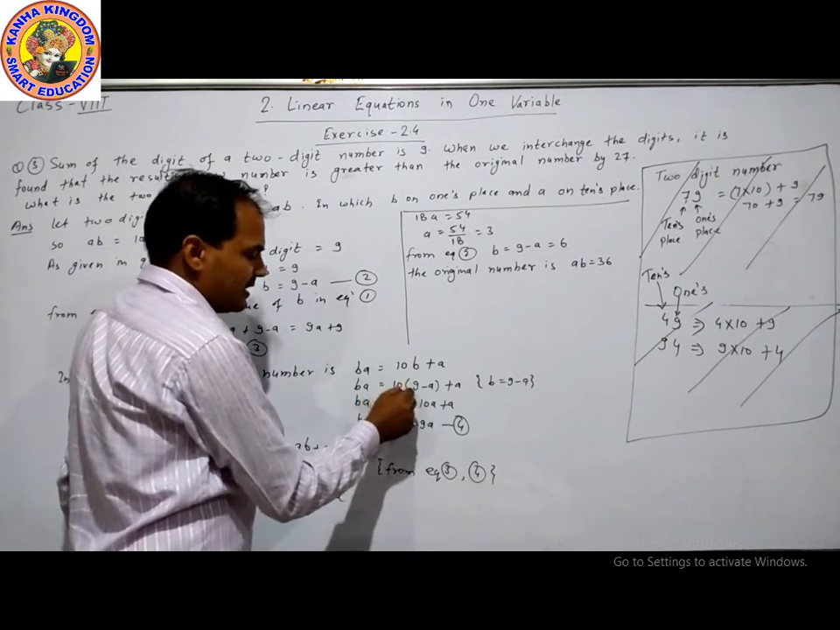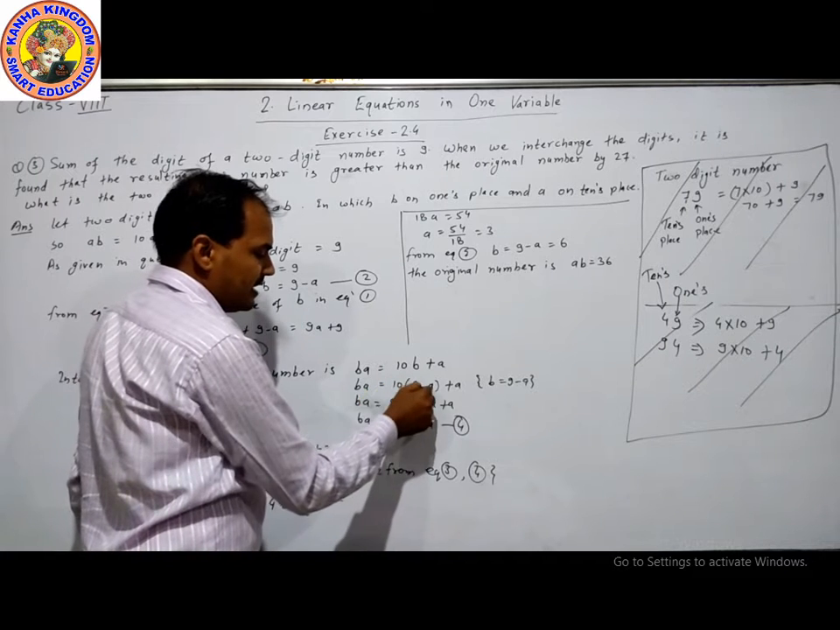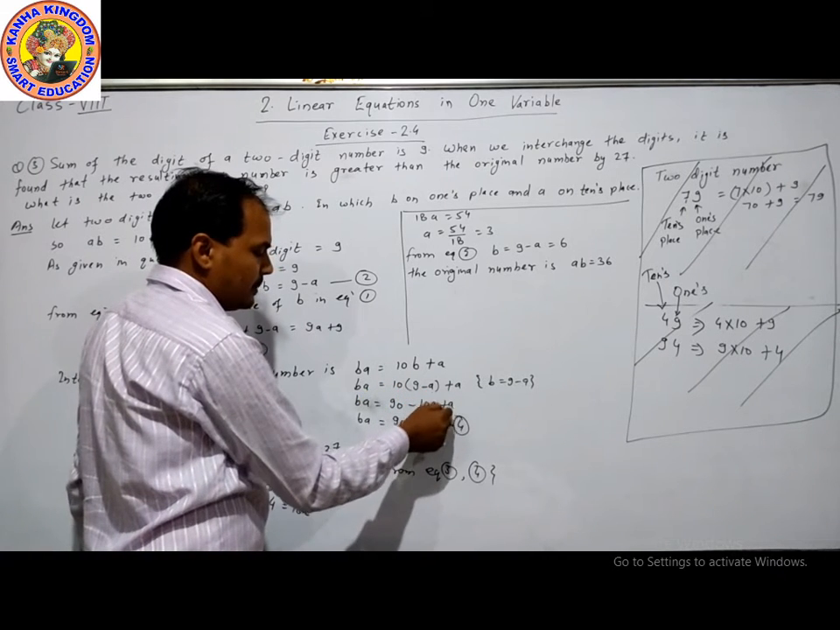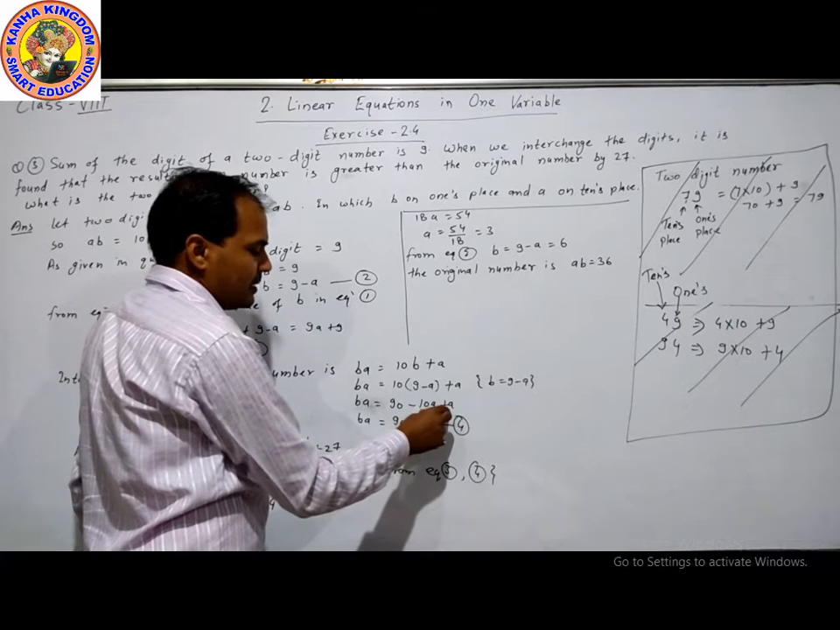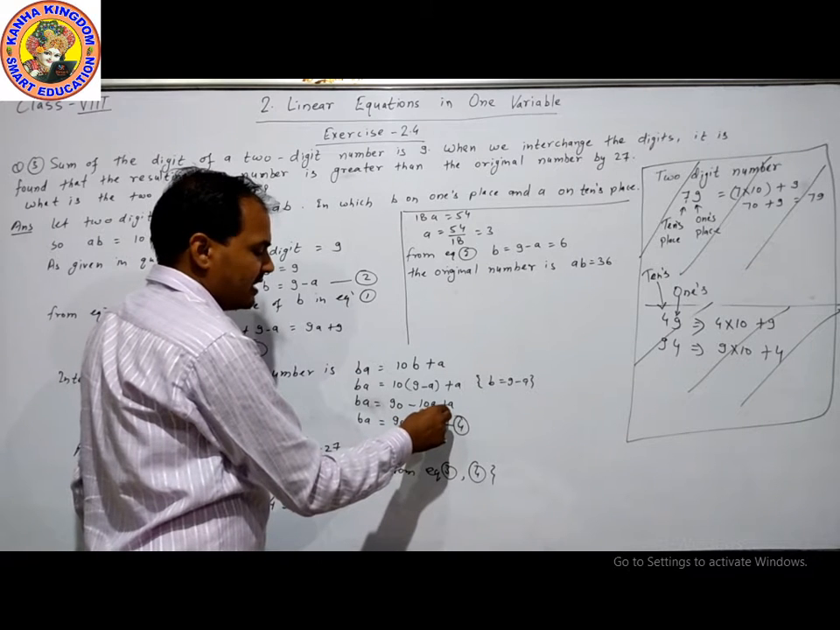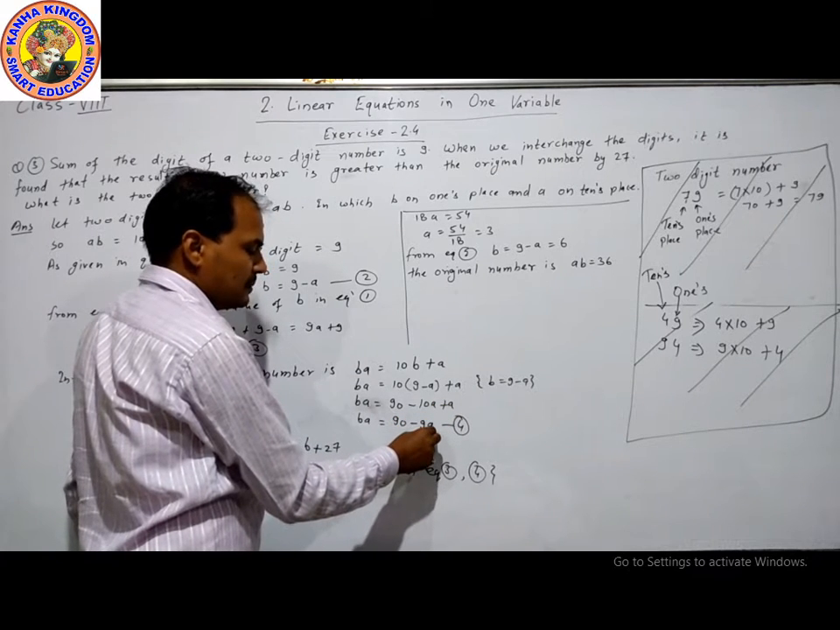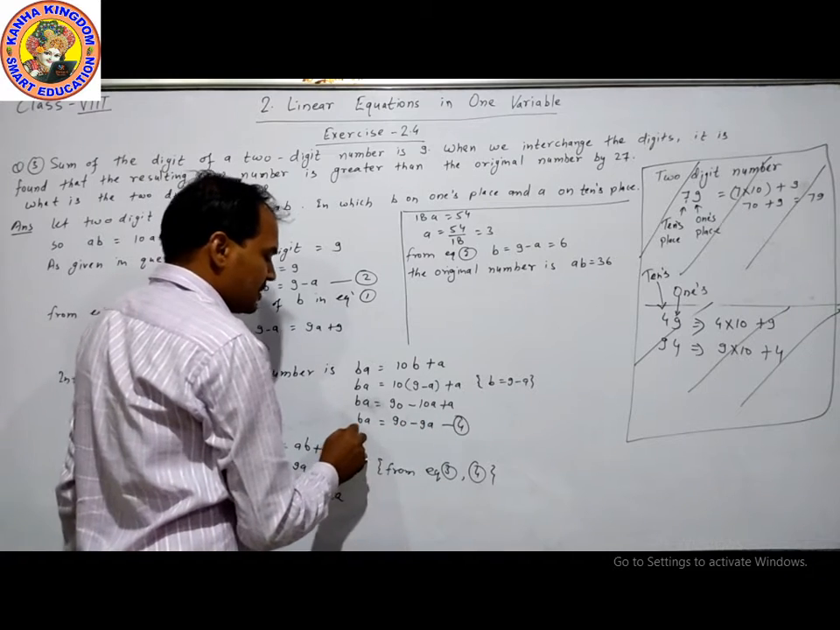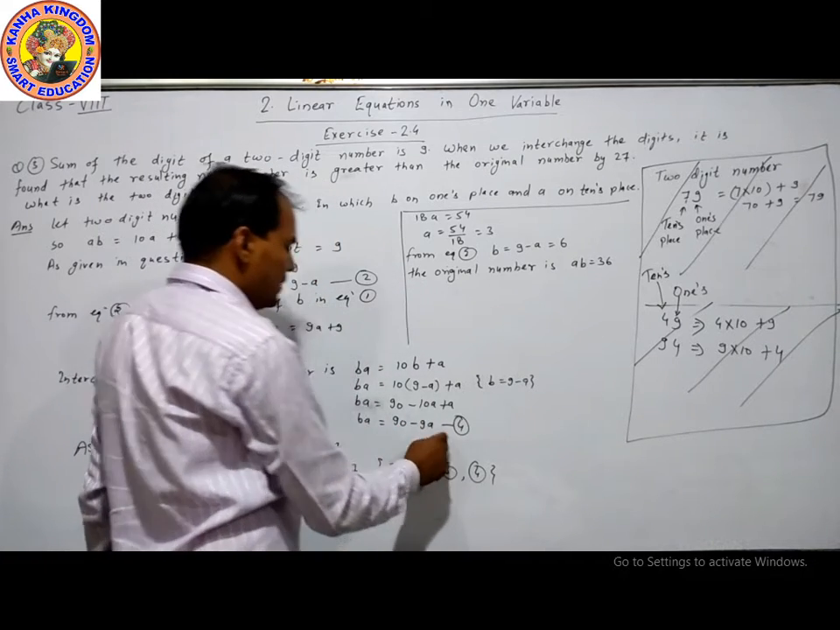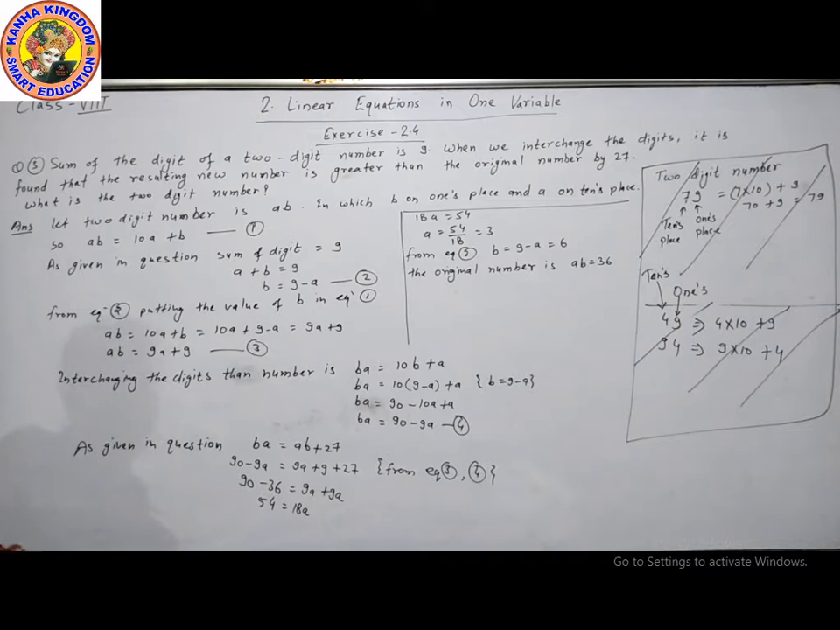Multiplying 10 into 9, 90, 10 into A, minus 10A, then plus A. Minus 10A plus A, these are subtracting, so the answer is minus 9A. This is our value of BA, 90 minus 9A.